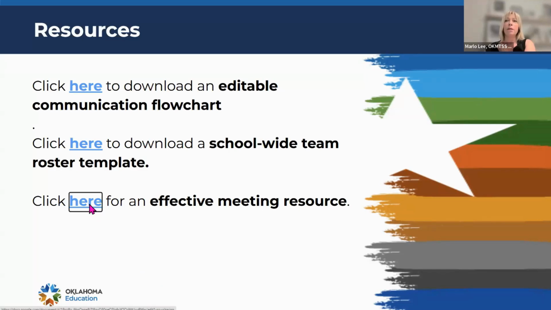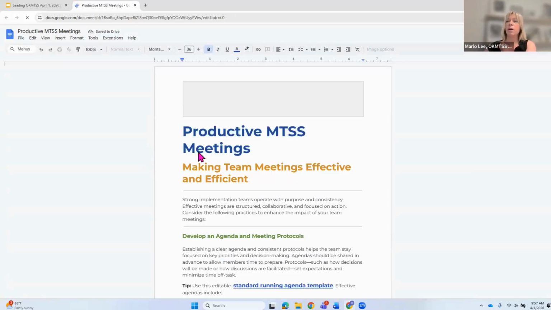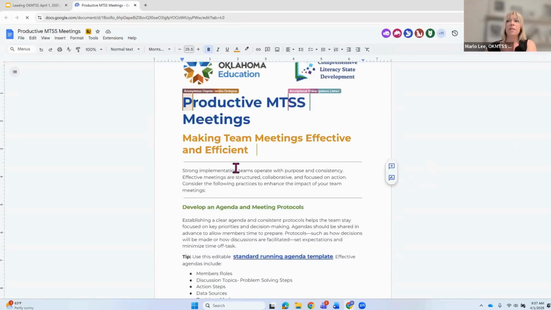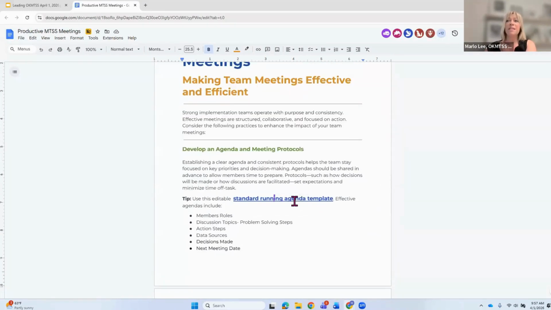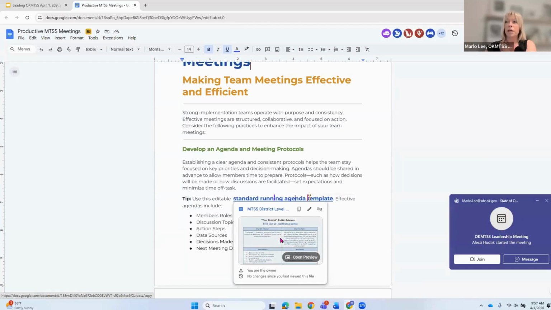And then I'm going to click on this one and open it. This is a resource that I will want to share. There might be a couple of our OTLC grantees that have this. This talks about making team meetings effective. But here's a standard running agenda template. When you click on it, you'll have to make a copy. This is the one I was talking about.